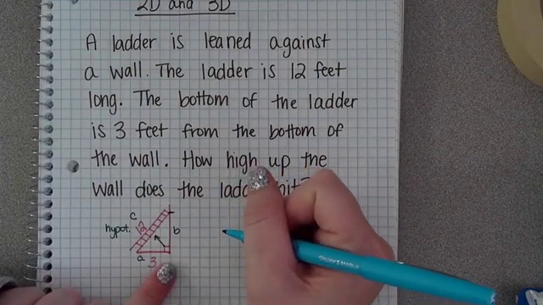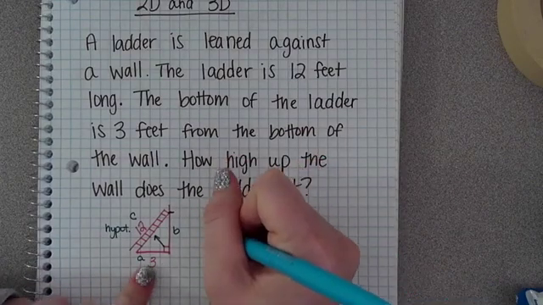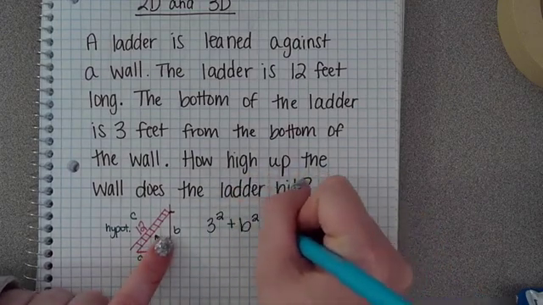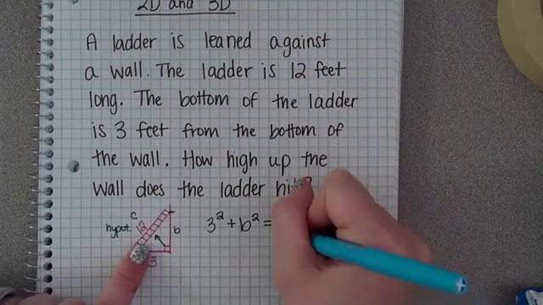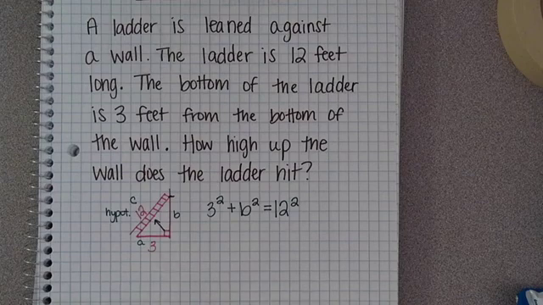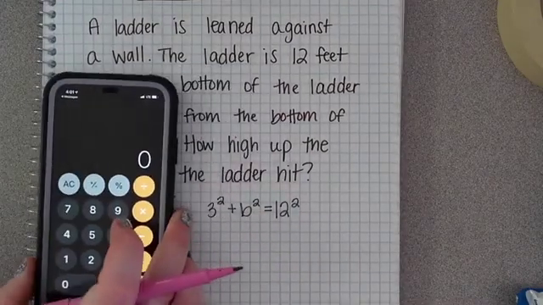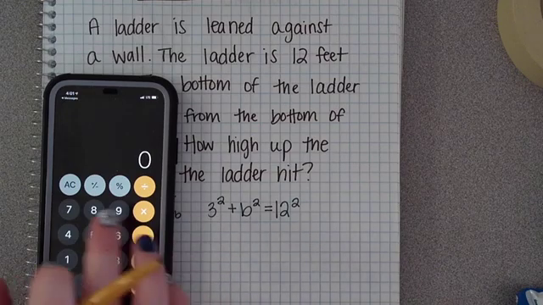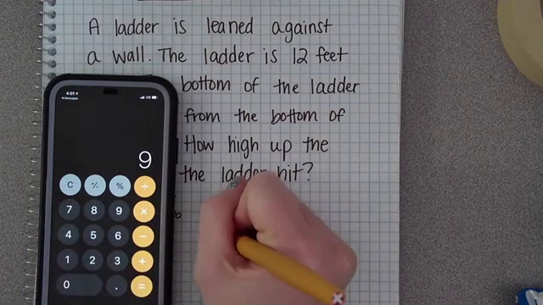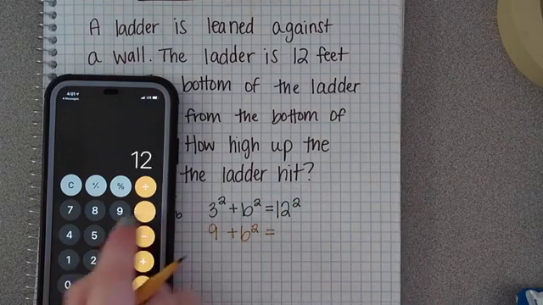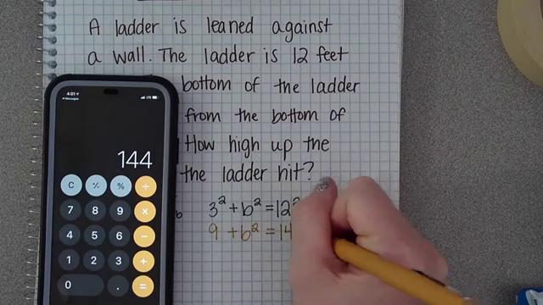So again, you're missing a side of the triangle, so you're going to do A squared, or 3 squared, plus B squared, which we don't know what that is, equals 12 squared. So 3 squared plus B squared equals 12 squared. You're going to use a calculator to determine what those values are. So I'm going to use my iPhone. You can use your calculator on your computer or whatever. So we're going to do 3 squared. So 3 times 3 is 9 equals 12 squared. So 12 times 12 is 144.